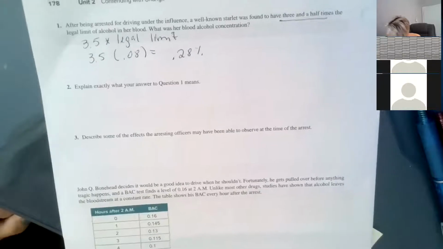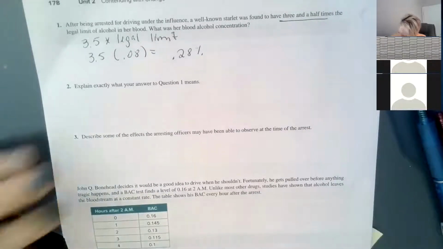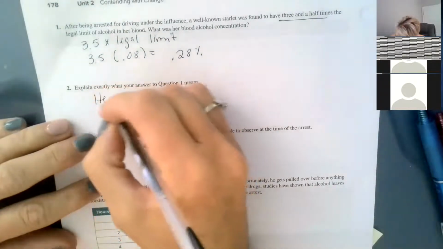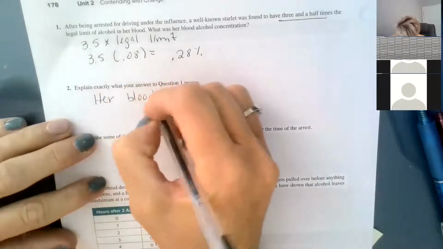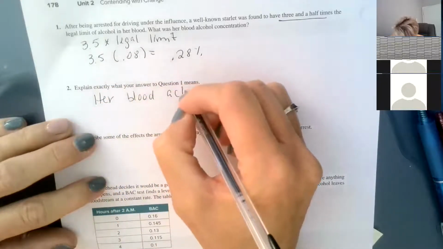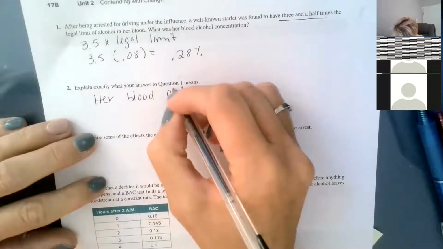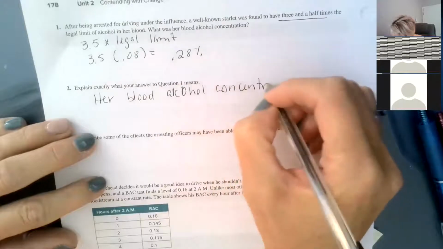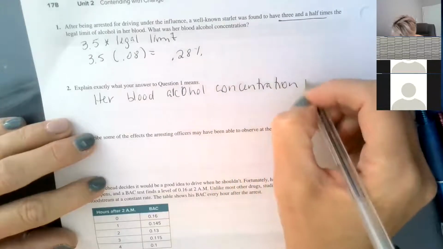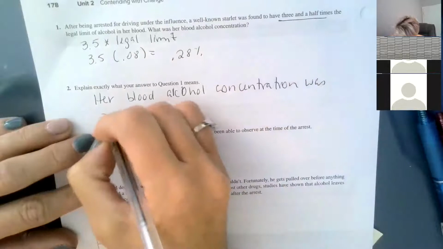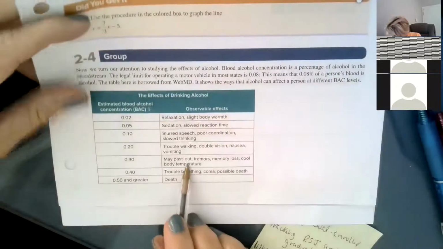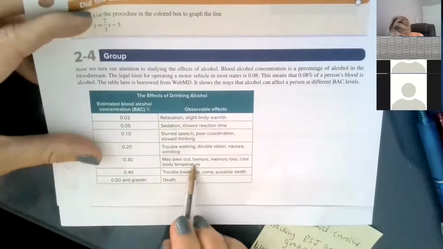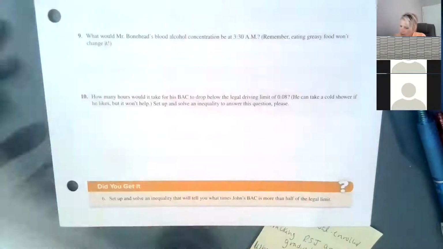And that says explain exactly what your answer to question 1 means. Blood alcohol concentration was 0.28%. And at 0.28%, she was almost ready to pass out, right? She was within passing out, memory loss.